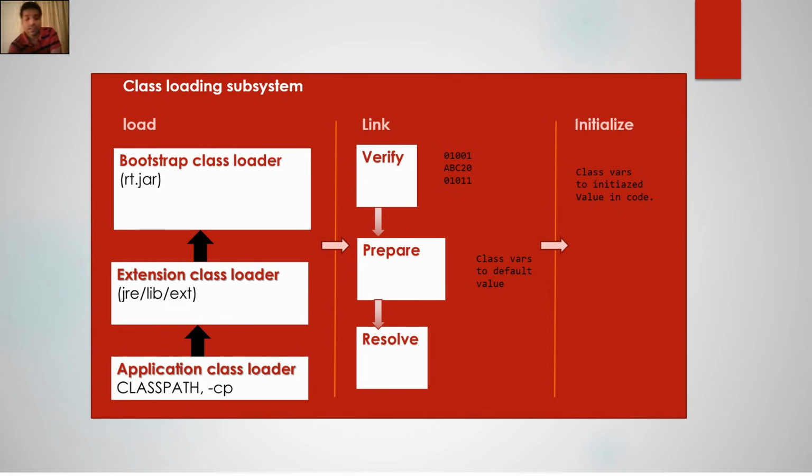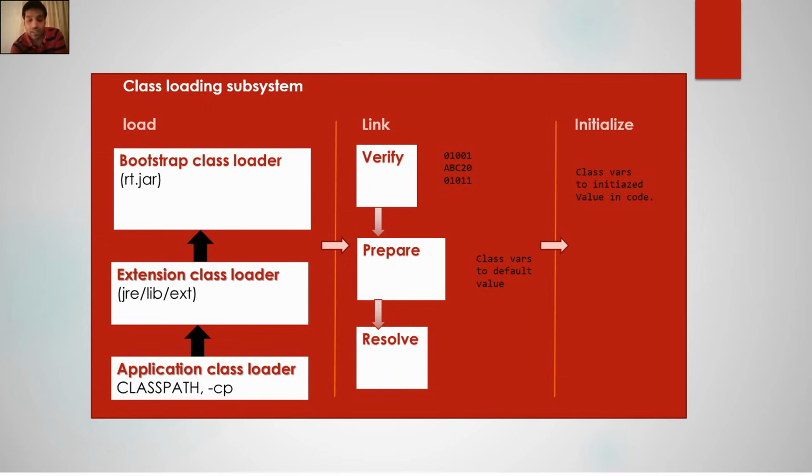Though it's depicted in a serial fashion, like verify, prepare, resolve, this might get executed slightly in parallel, or it might overlap in functionality to a certain extent sometimes based on the implementation. These are defined in the Java specification so that the virtual machine implementers can classify the activities and then optimize for their performance. So those are the 3 steps involved in the link phase, which are verify, prepare, and resolve.